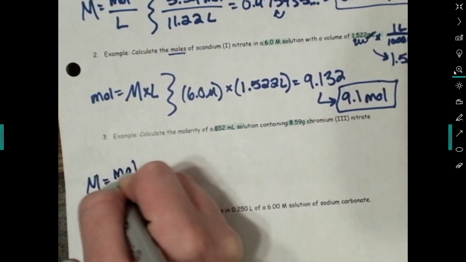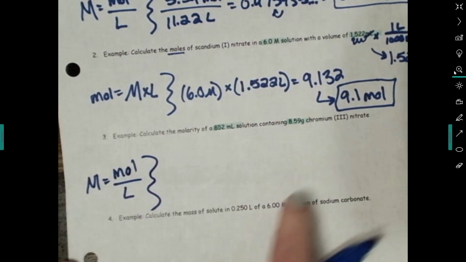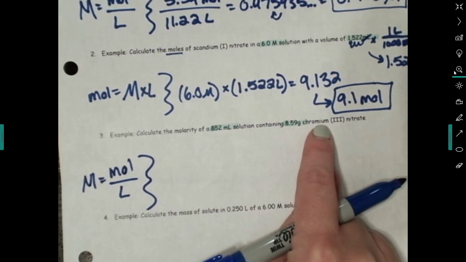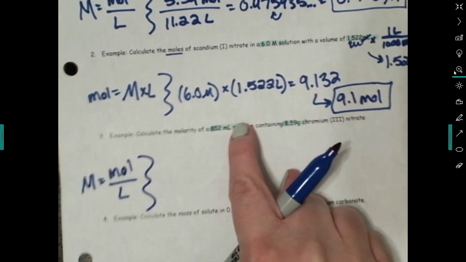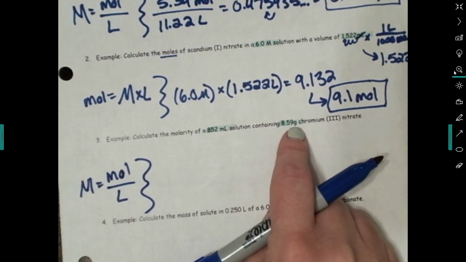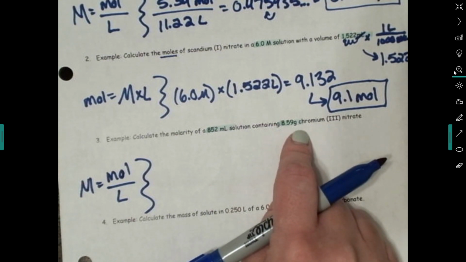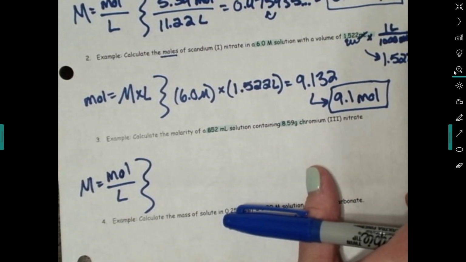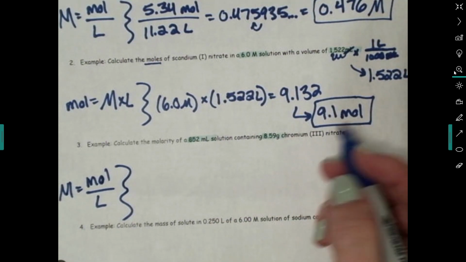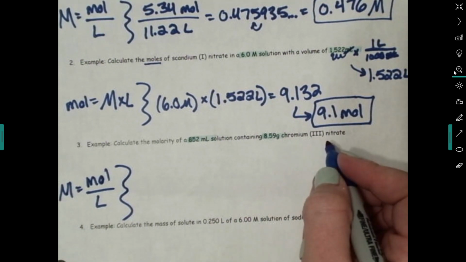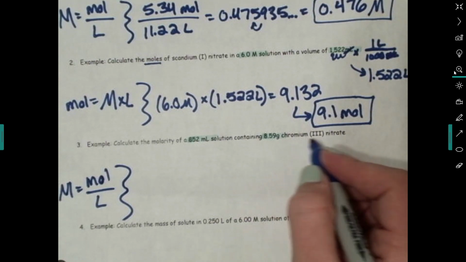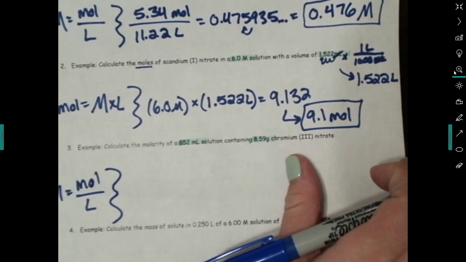Moles over liters. But okay, here's the problem. Do you see any moles here? Nope. Okay. Do you see any liters? Nope. So we're going to have to convert both of those. Can we convert grams to moles? Yes, we can. We know how to do that because we have been spending all year doing that. But the first thing you need to do is write the formula for this in order to calculate the molar mass of it.